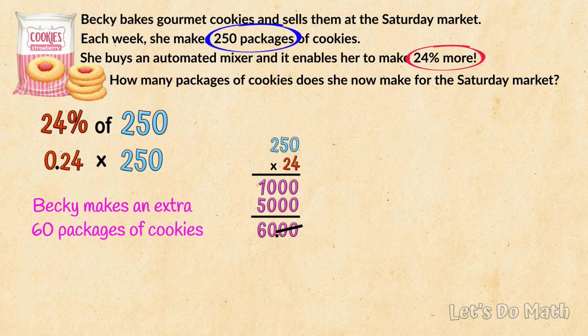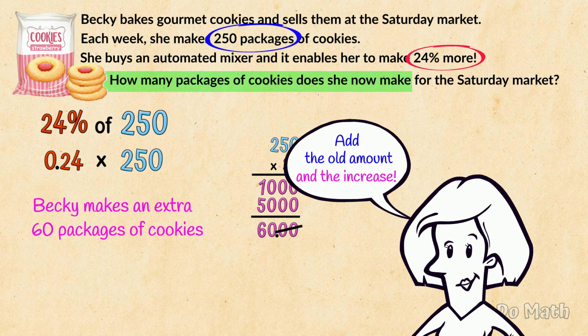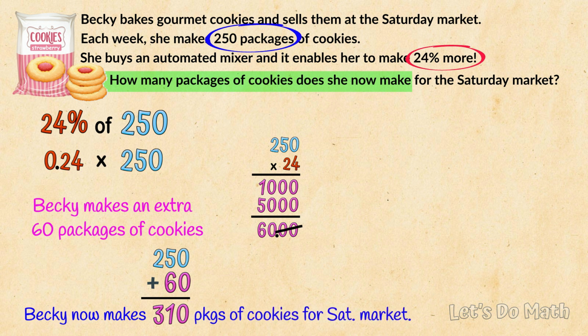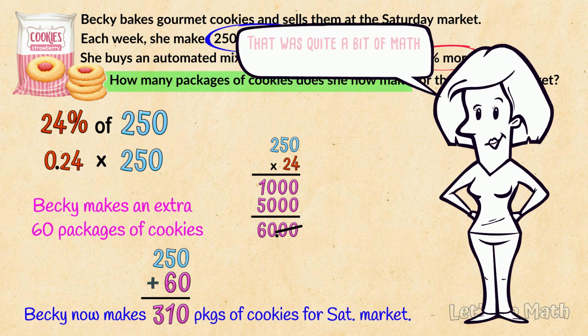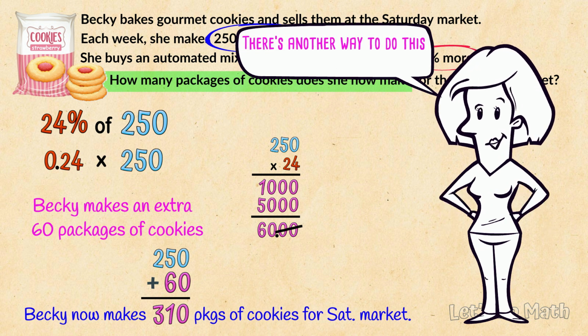The question asks, how many does she make for market now? We just add the old amount and the increase, 250 plus 60, and you can see she now makes 310 packages of cookies for the Saturday market. That was quite a bit of math to get to the answer. There's another way to do this, and it's kind of cool.